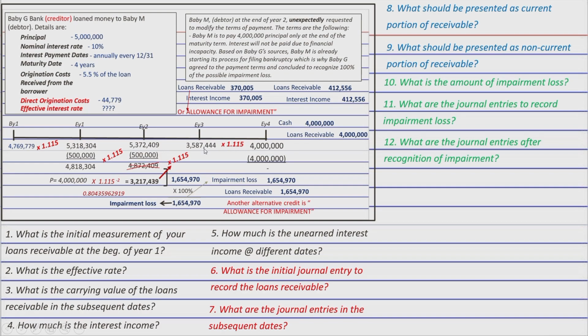So once again, the entries subsequent to impairment can be as simple as this: debit loans receivable or allowance for impairment, and then credit interest income, if the debtor will not pay anything during that year. But if the debtor promised to pay something in that year, then debit cash for the payment, and then credit interest income. And then the balancing figure will be debit or credit loans receivable account. So once again, let's talk about the other possible questions in the next episode to keep this video short.